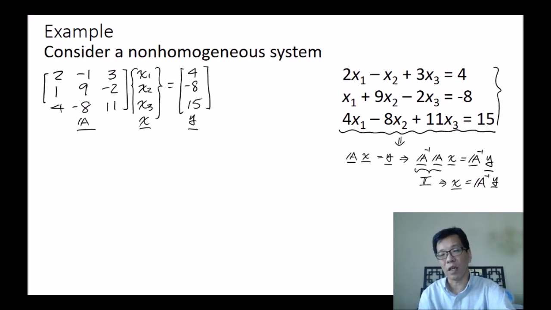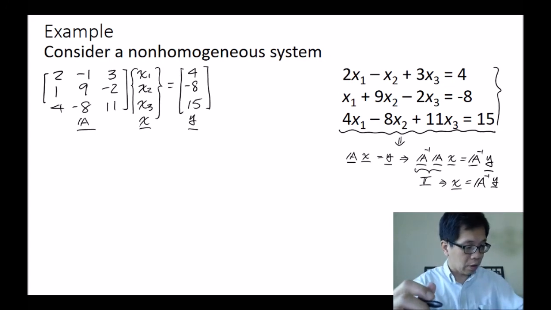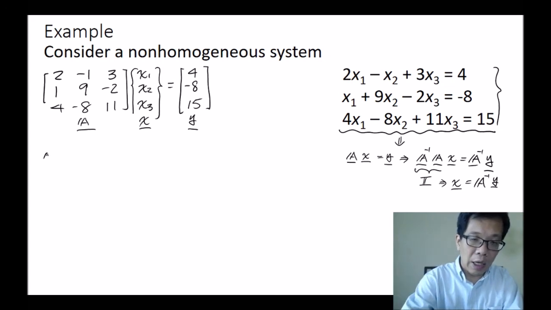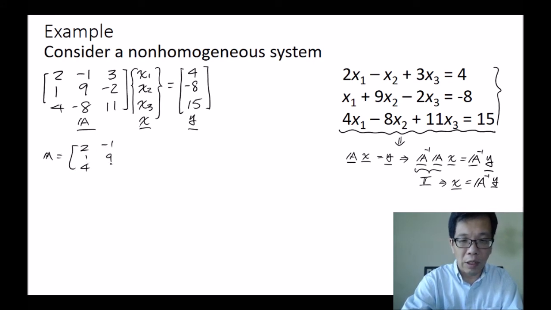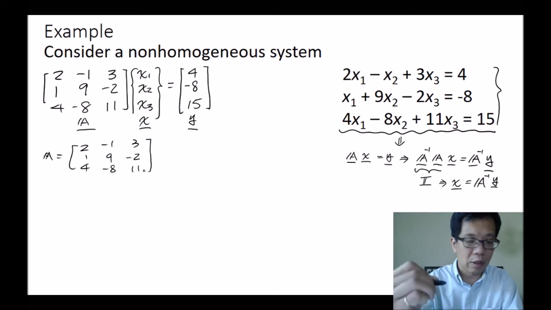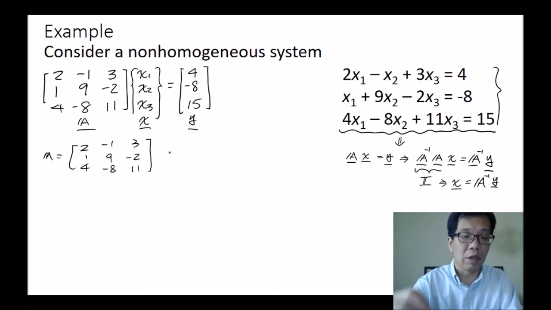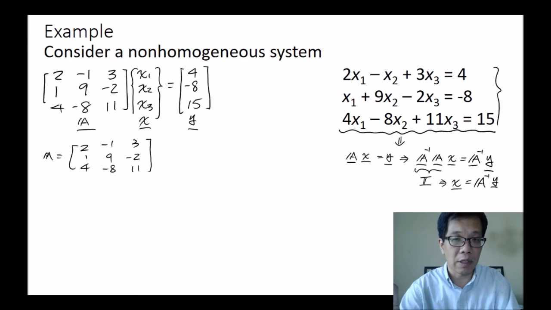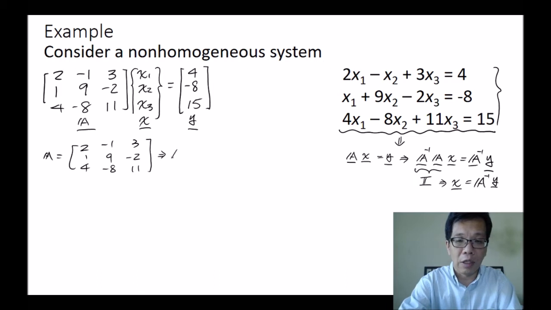So if you can find the inverse of A matrix, certainly you should be able to find out the answer of x1, x2, and x3. So let's do that. A is going to be 2, 1, 4, -1, 9, -8, 3, -2, 11. There are many ways of doing this one. You can use MATLAB, if you have access to that, or you can use your calculator. Since it's 3 by 3, I don't think the calculation is going to be very intensive for your calculator. So you can just use that to find out your answer.